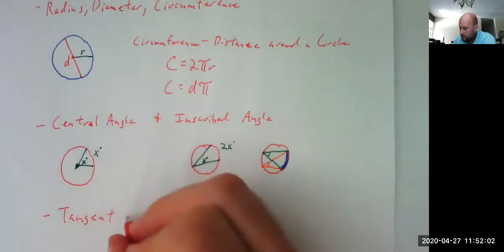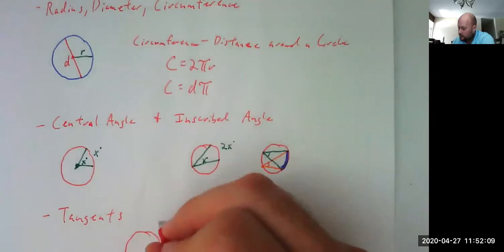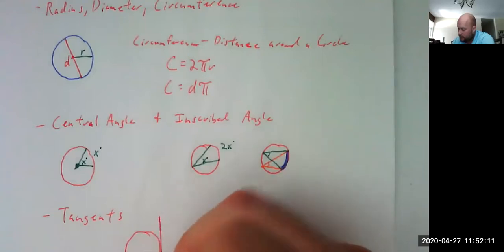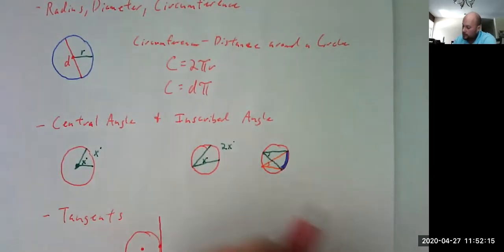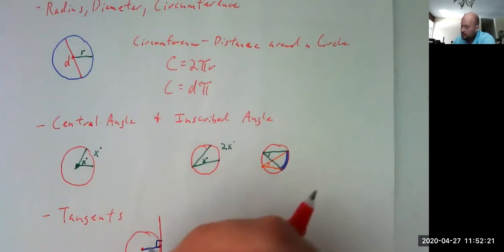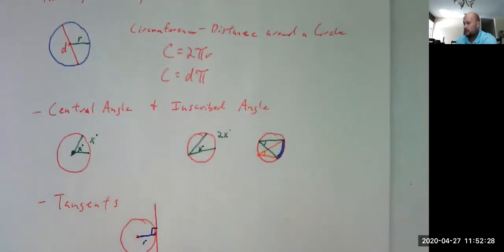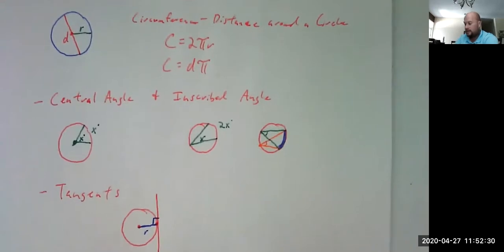Again, we're just doing basics with tangents. The only property that you need to know with the tangent, so first off, a tangent line is a line that intersects a circle at exactly 1 point. And if you were to draw a radius from the center to that point of tangency, then it's going to be perpendicular with that tangent line. And that's it. Those are all the properties that we need to know for geometry.